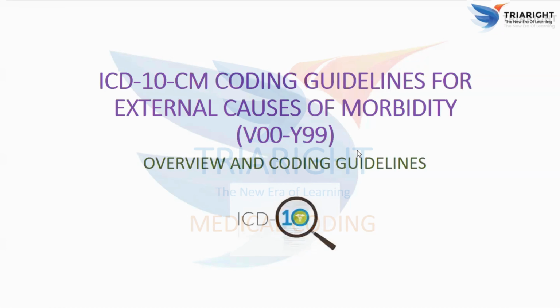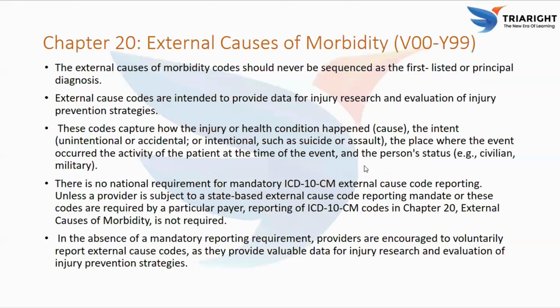Myself, Srija. So today in this session, you're going to learn about ICD-10-CM coding guidelines for the external causes of morbidity. External causes of morbidity fall under Chapter 20 of the ICD-10-CM coding book. The code series for external causes of morbidity is V00 to Y99.